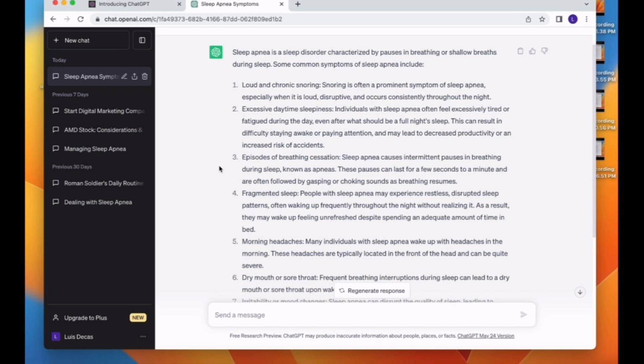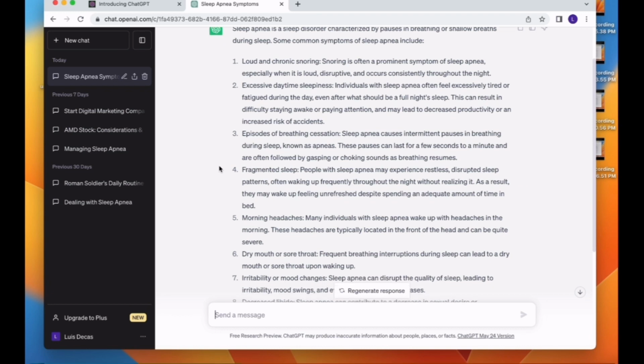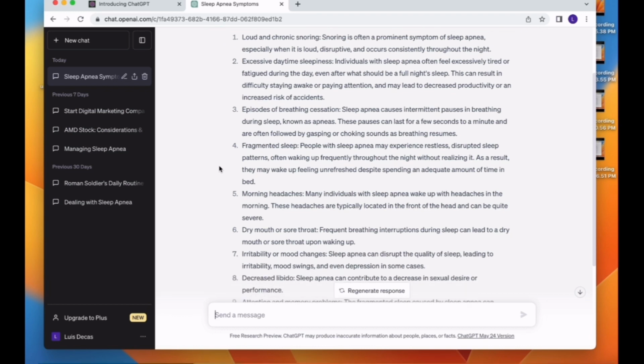All right, number 2, excessive daytime sleepiness. It says individuals with sleep apnea often feel excessively tired or fatigued during the day, even after what should be a full night's sleep. This can result in difficulty staying awake and paying attention, or may lead to decreased productivity or even increased risk of accidents. Especially if you're driving and you haven't slept correctly, you can fall asleep, and that's not good. Food for thought.